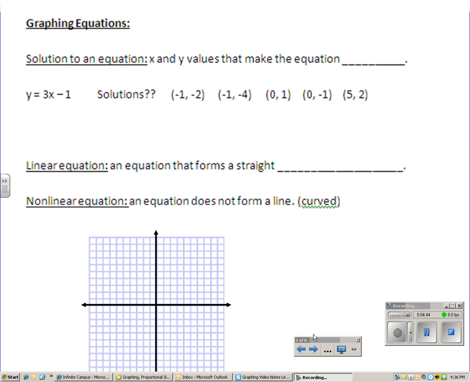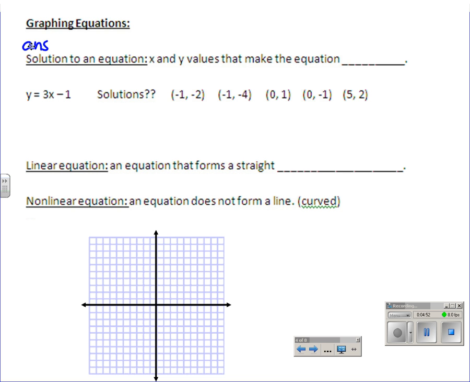All right, so today we're going to be talking about something called a solution to an equation. Now, when you hear solution, you also think of the word answer, okay? A solution to an equation is an x and y value that makes the equation true. Please fill that in. It makes it true. So let's take a look.